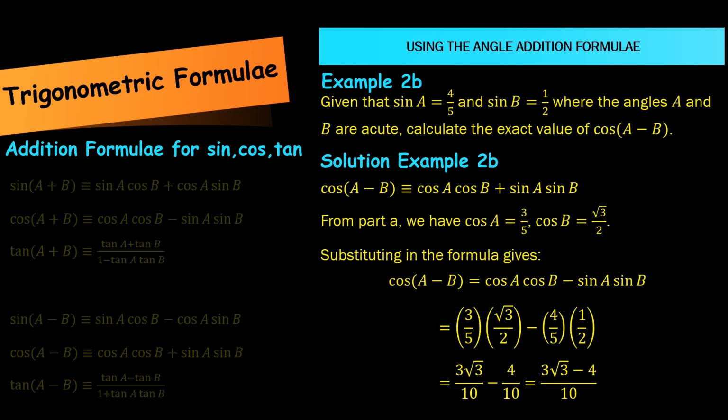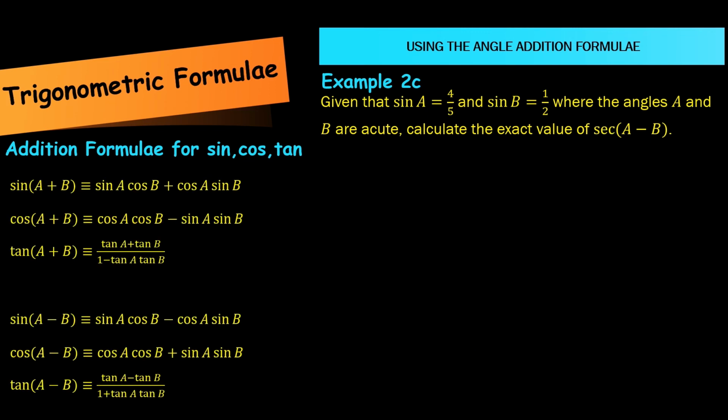And now for part C. Given that sin A equals 4 over 5 and sin B equals 1 over 2, where the angles A and B are acute, calculate the exact value of sec(A − B).